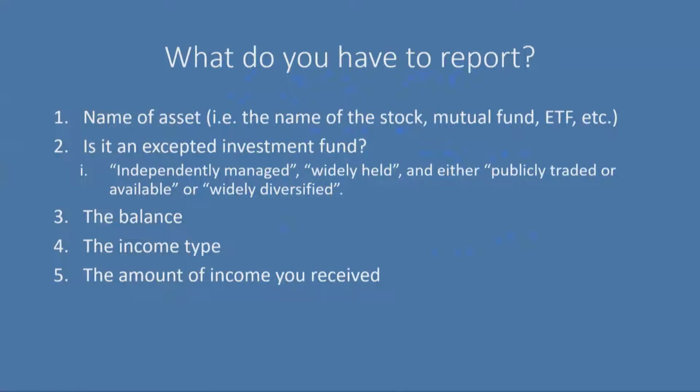Now, once you've determined that you have to report something, what do you have to report? Well, there's 5 things that you potentially have to report. Okay, so the first thing you're going to need to report is the name of the asset, okay? The name of the stock, the mutual fund, etc.